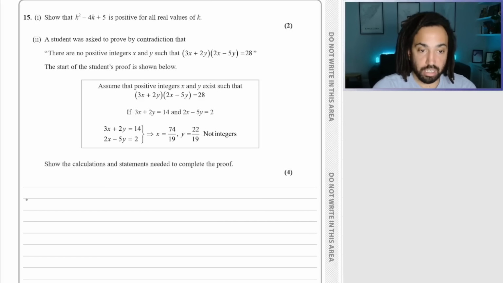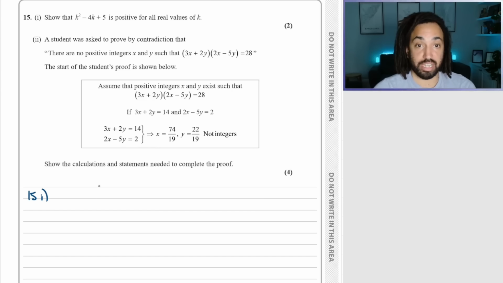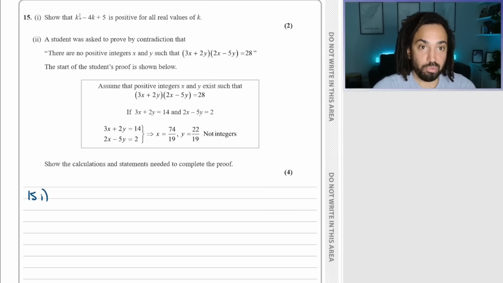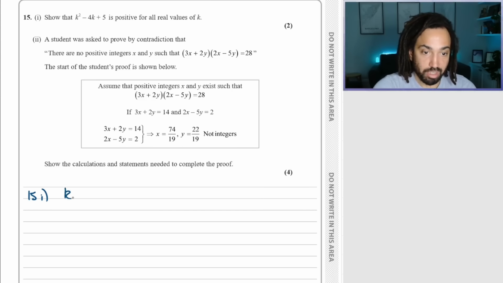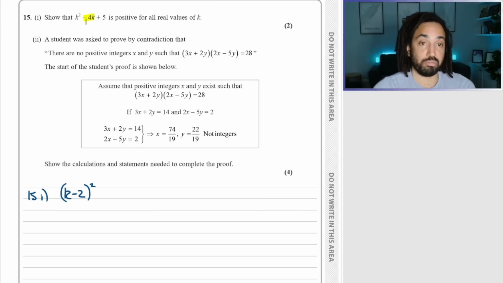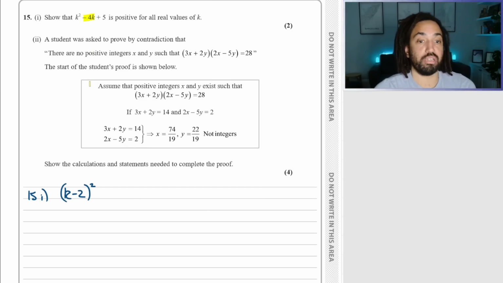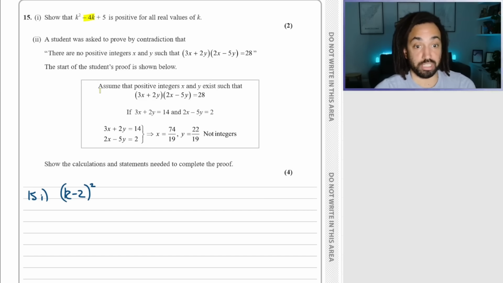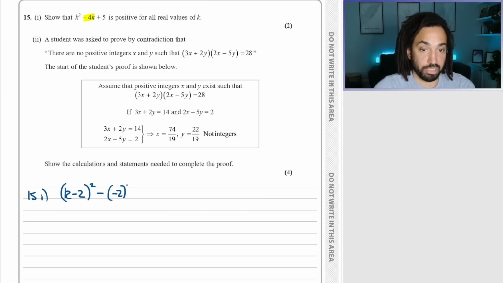Okay, 15 point I says show that this is positive for all real values of k. Okay, right, I can do this one. We can complete the square. So we get k minus 2 because, well, to complete the square, hopefully you guys know how to do this, but it's all about the b term. You halve the b term, and half of minus 4 is minus 2. So you put in brackets k minus 2, all squared, and then you always subtract whatever the half of that b term is squared. And then we've also got 5 to add on.